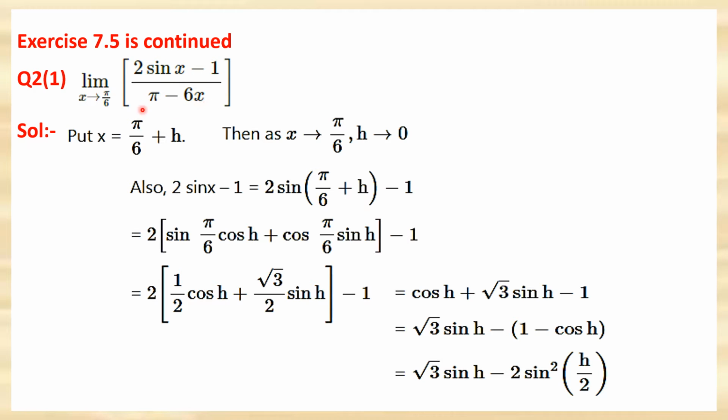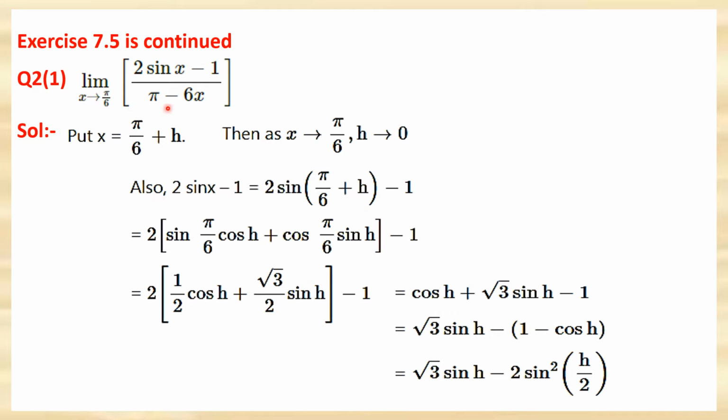Here we will take the substitution h is equal to x minus pi upon 6, or x is equal to pi upon 6 plus h. Then when x tends to pi upon 6, h tends to 0. That is, put x is equal to pi upon 6, then pi upon 6 minus pi upon 6 is equal to h, which is 0. So h tends to 0.